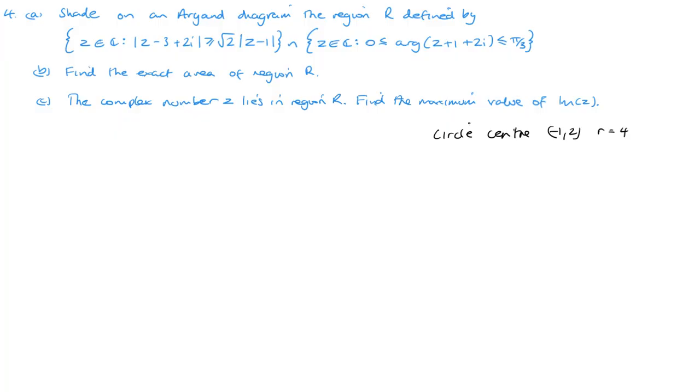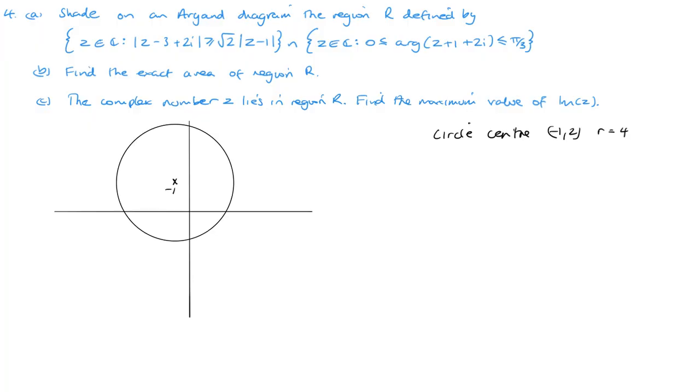Okay, so let's draw our circle on. So we want an Argand diagram. And we want a circle, centre (-1, 2), so say here, and a radius of 4. Let me just draw my circle. And that's roughly right.